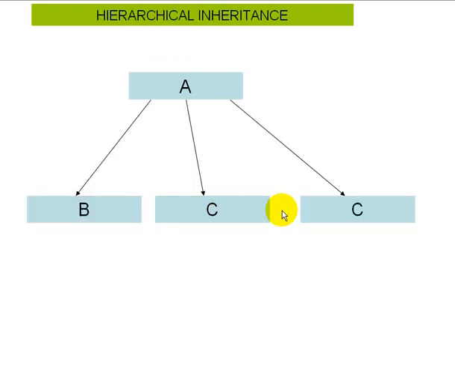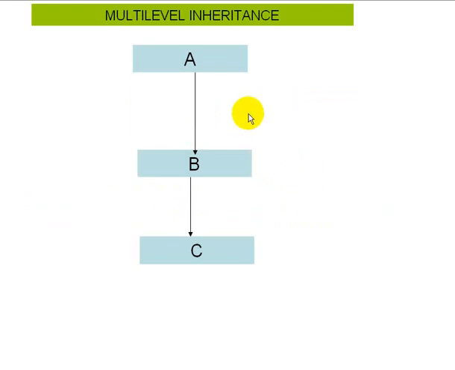Next one is hierarchical inheritance. One base class, three derived classes. The next one is multi-level inheritance. One above the other. C is derived from B, B is derived from A, A is a base class, and B is a base class for C.